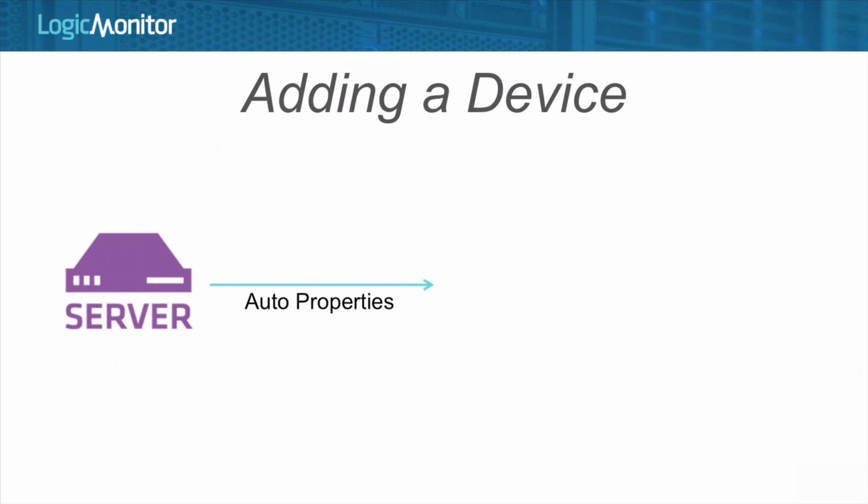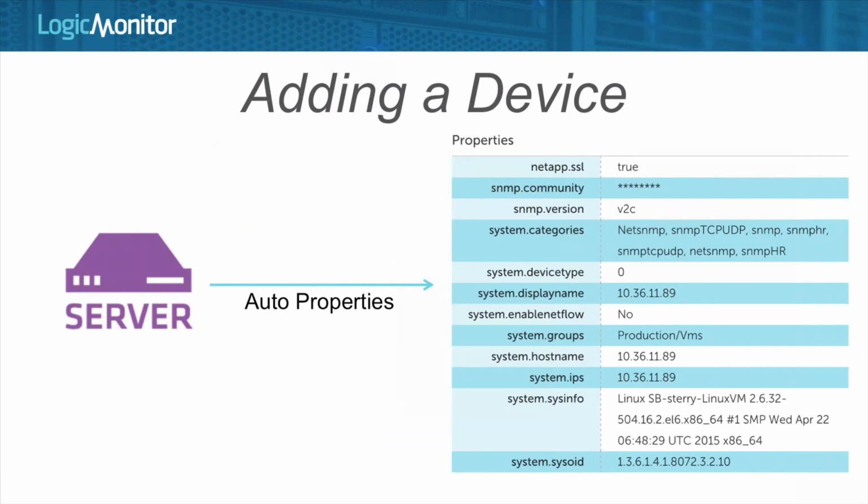So when you add a device in your LogicMonitor account, the Auto Properties step applies built-in intelligence to recognize what kind of device it is. And this device information is populated into the properties table for that device. In addition, each device can have custom properties that you can use to add custom user settings, such as login credentials or a custom port setting.